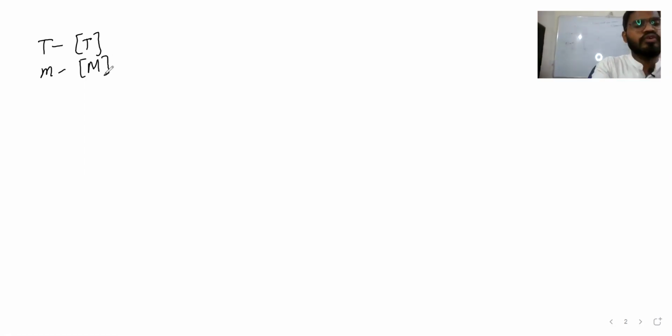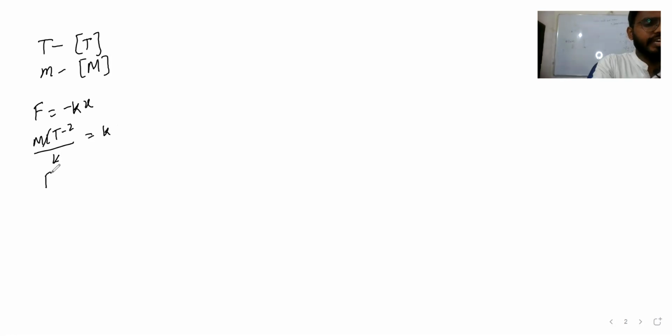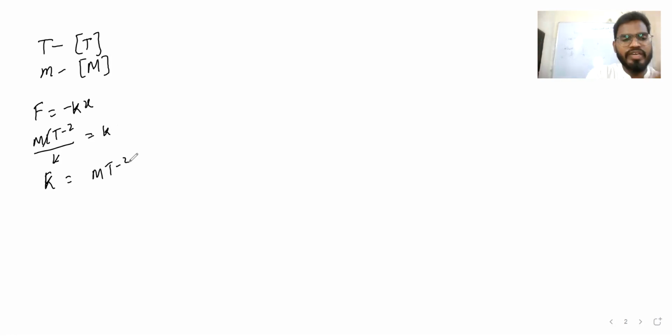For the force constant, force is equal to kx, actually minus kx, it doesn't matter. Force is MLT to the power minus 2, divided by x, and x is length. So that is equal to k. L and L cancel out, so MLT to the power minus 2 over L gives MT to the power minus 2. So the force constant k is MT to the power minus 2.